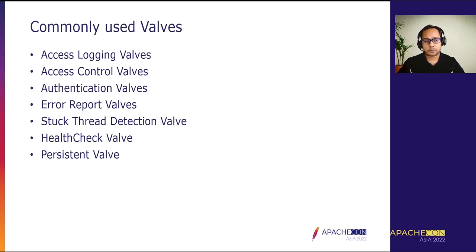Health check valve implements the org.apache.catalina.valves.HealthCheckValve. This is a very useful valve when using load balancers in front of Tomcat servers, or when using Tomcat on containers in Kubernetes or similar container orchestrations. The persistent valve implements per request session persistence. It is intended to be used with non-sticky load balancers.